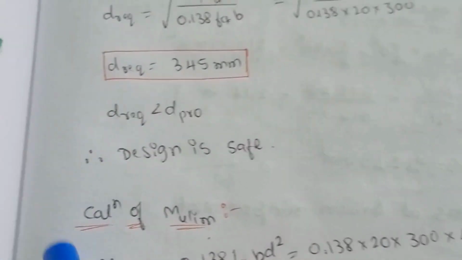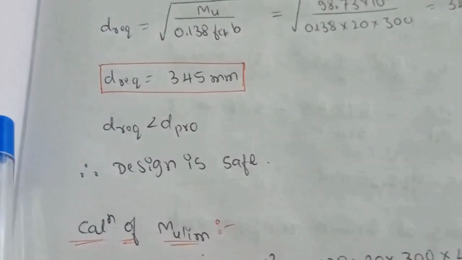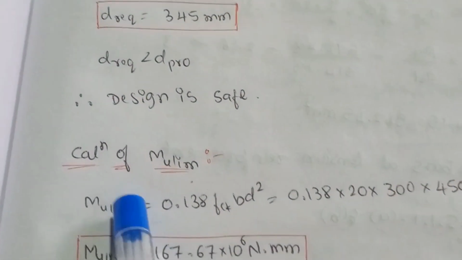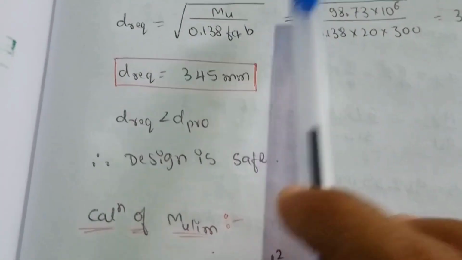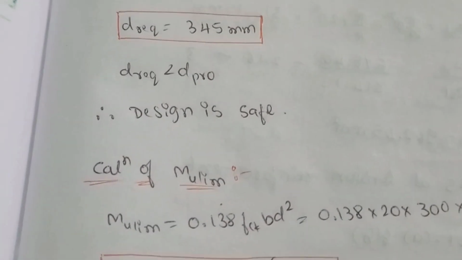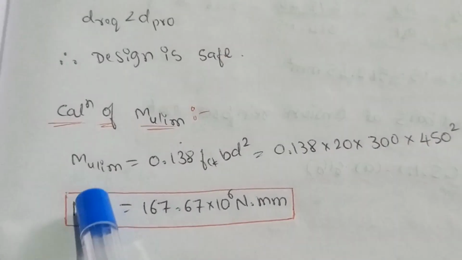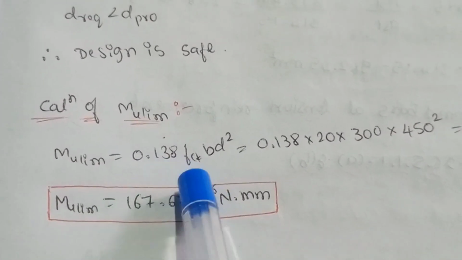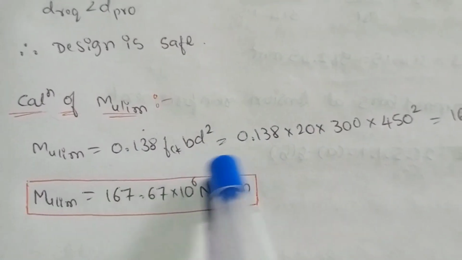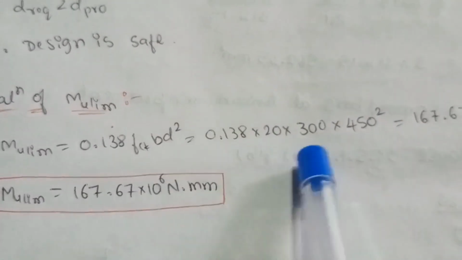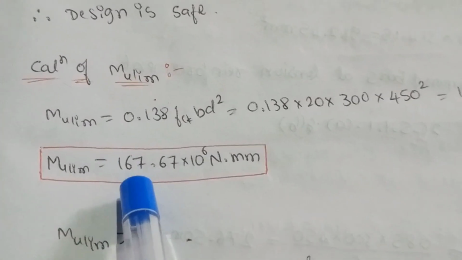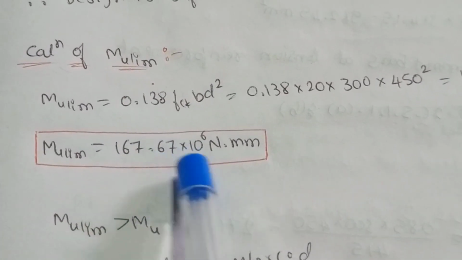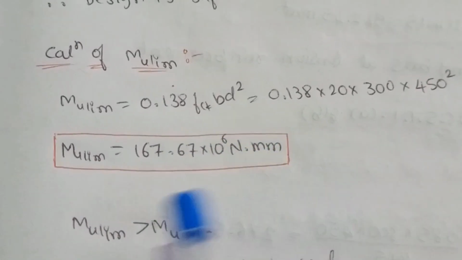After the calculation of d, we'll go for calculation of the Mu limit. The formula which we have used for d check, that is Mu limit is 0.138 fck b d square, the same formula we are using for Mu limit calculation. So Mu limit is equal to 0.138 fck b d square. Substitute all the values. After simplifying this, we'll get Mu limit is 167.67 into 10 to the power of 6 Newton mm.